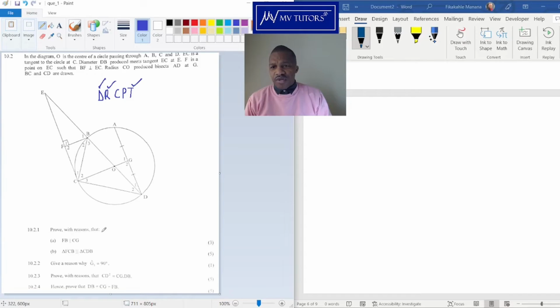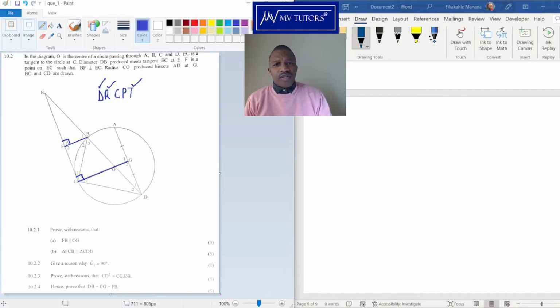10.2.1a, it says prove with the reason that FB is parallel to CG. Oh yeah, it is parallel to CG. So they pretty much want us to prove that we have parallel lines. The only way we can prove that is with angles. If we can prove that this angle over here is equal to that one.